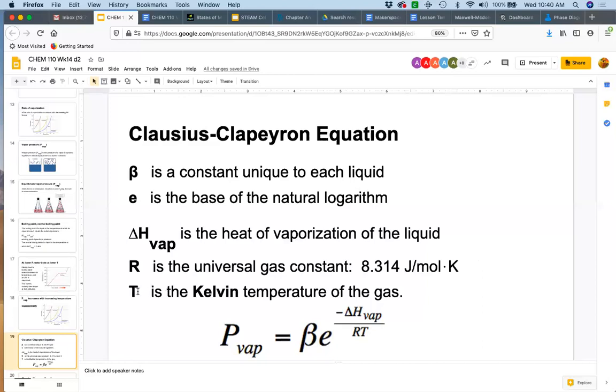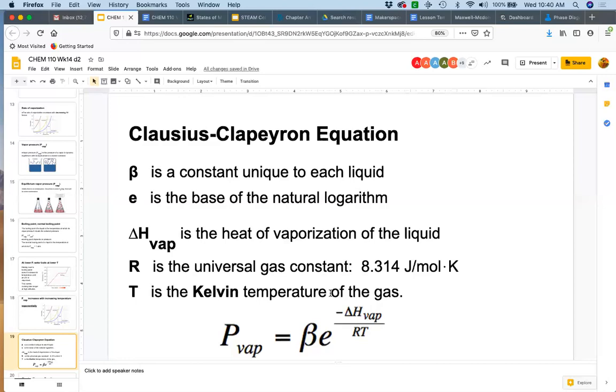And then temperature is the Kelvin temperature of the gas. One of the most common errors that I saw on exam 2 was that folks forgot to convert degrees Celsius to Kelvin. And in general, especially for thermochemistry problems, you're going to want to convert to Kelvin when you're solving for these types of problems. So it's super important that you do that conversion. If you're like, hey, wait, how do I do that again?